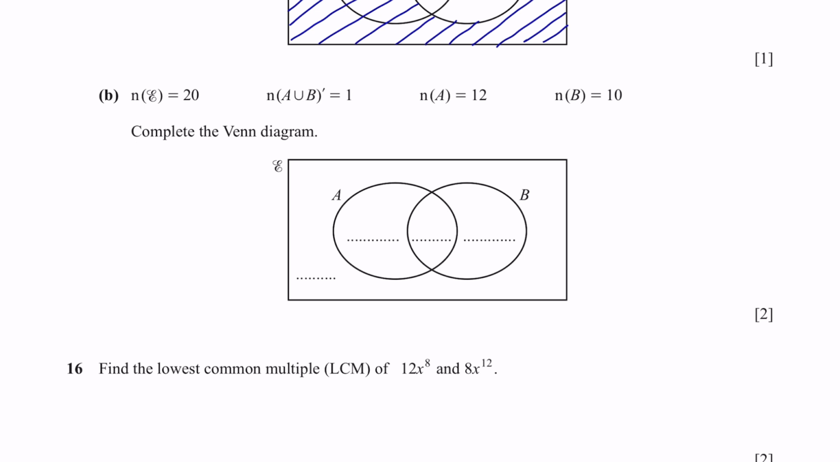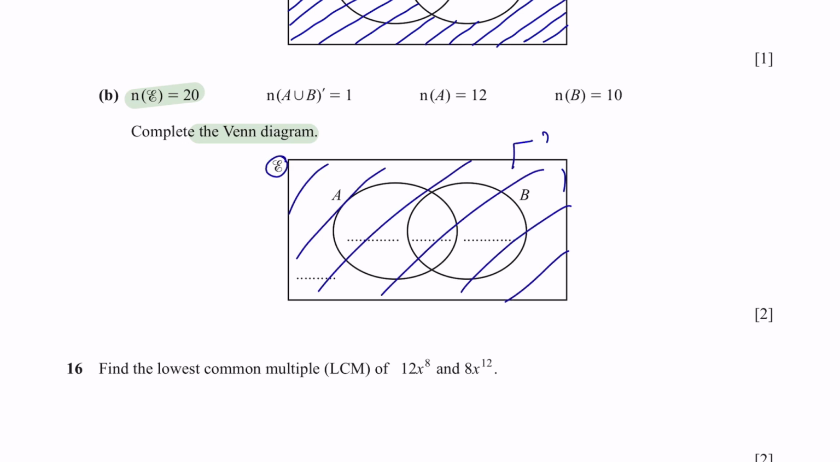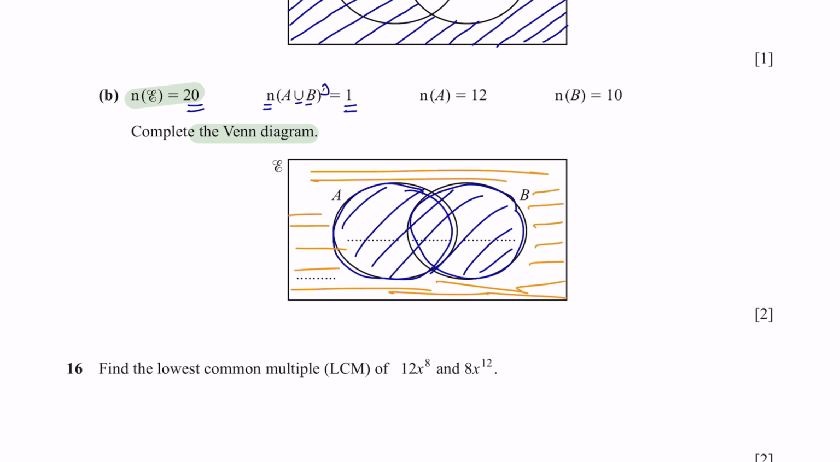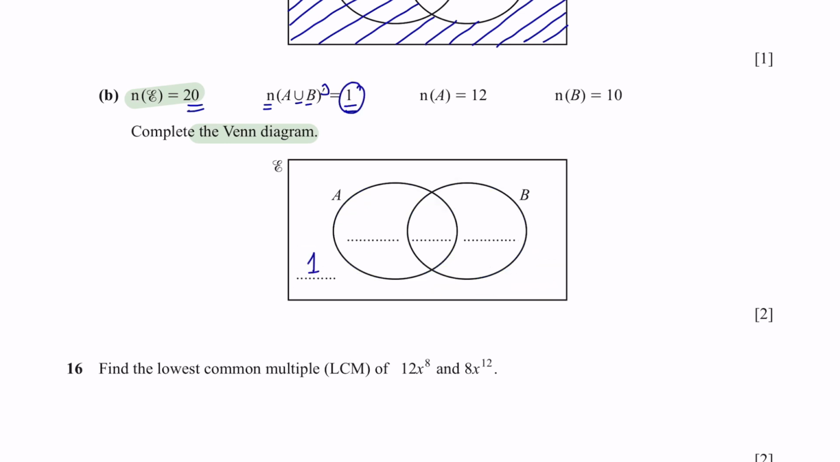Next, question B, complete the Venn diagram. Okay, the first information here is saying that the sum of everything inside here is equal to 20. And then the sum of A union with B, meaning that except this, the sum is 1. So the only region except A union B is the outer part. So we're going to put 1 here.